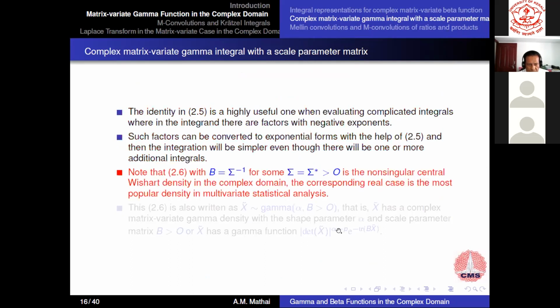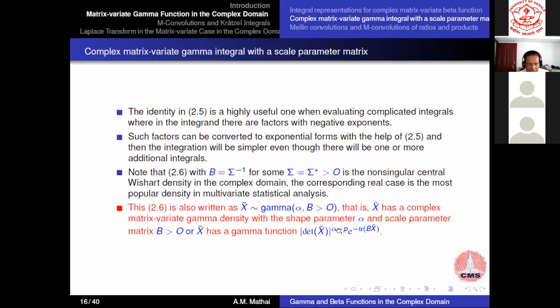Now I will go into a particular case of that, with that B replaced by sigma inverse for some Hermitian positive definite sigma. You have the Wishart density, the complex version of the central Wishart density, and the real central Wishart density is the most important density in multivariate statistical analysis. So this is the corresponding one.